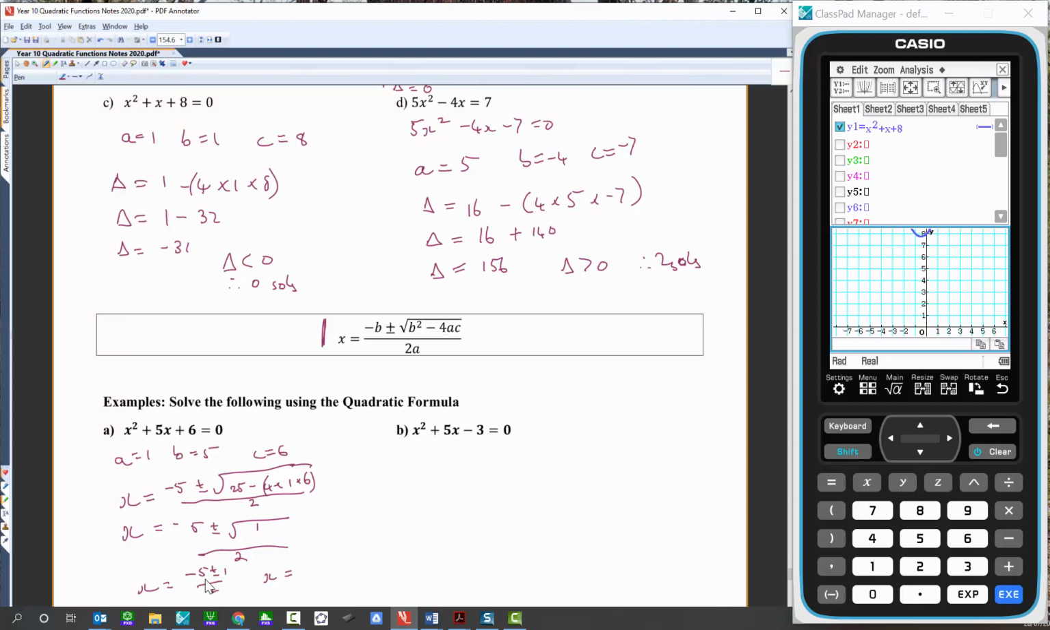What are our solutions? X is equal to -5 plus 1, which is -4 over 2 is -2. X is equal to -5 take 1, which is -6. -6 over 2 is -3. Feels like we've just done that one before, but all right. Because we got these rational solutions here, that means that I actually didn't need to use the quadratic formula.